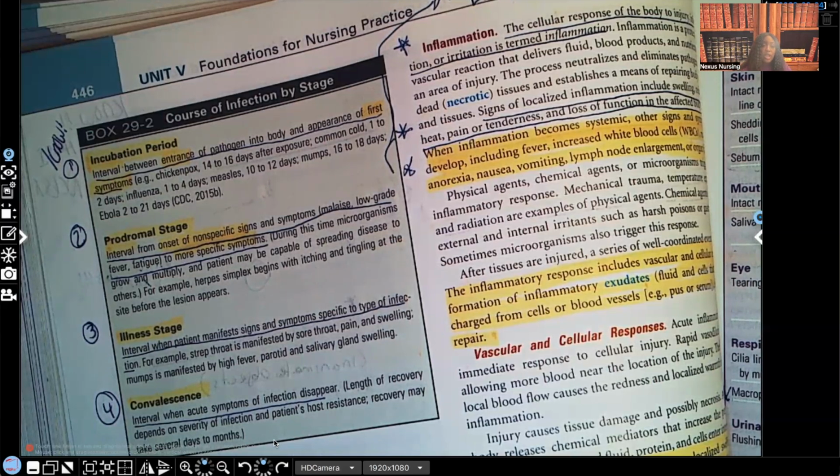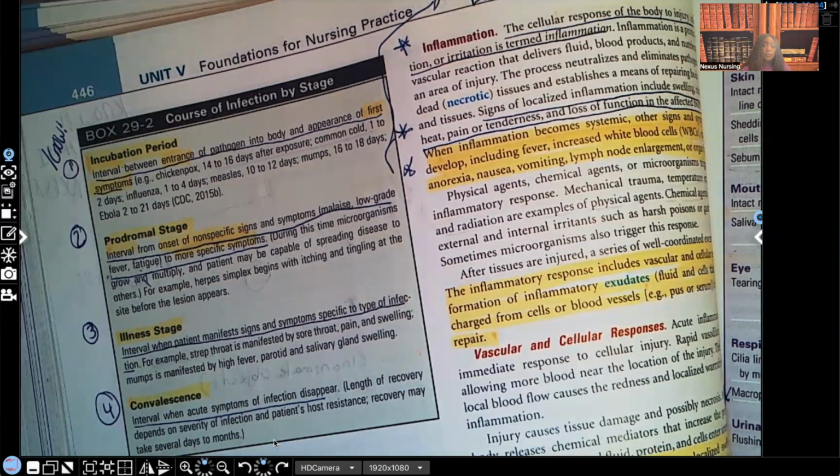2, prodromal stage. That's the interval from the onset of non-specific signs and symptoms such as malaise, low-grade fever, fatigue, which can be attributed to a lot of things, to more specific symptoms where the patient has a specific symptom, such as nuchal rigidity, right? There are too many diseases or disorders that have nuchal rigidity. So the patient has nuchal rigidity. If they have it along with fever, what are you going to be thinking of? You're going to be thinking of, oh my gosh, meningitis, right?